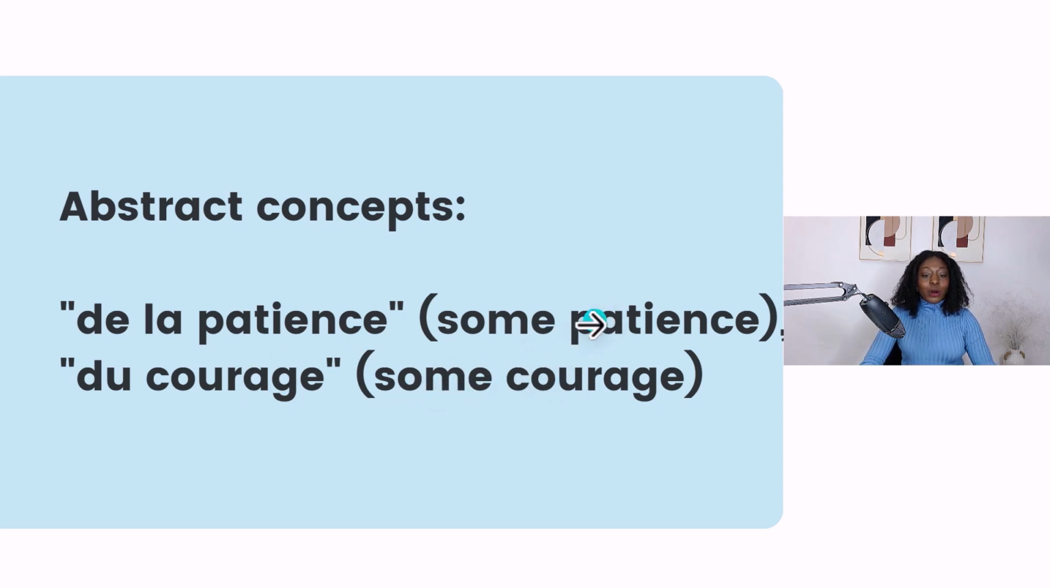Lastly, if you have abstract concepts that you cannot count, we also use partitive articles. For example, I have some patience or some courage. De la patience. You cannot touch patience, it's abstract. Or du courage. Courage, masculine, singular, du. Patience, feminine, de la patience.